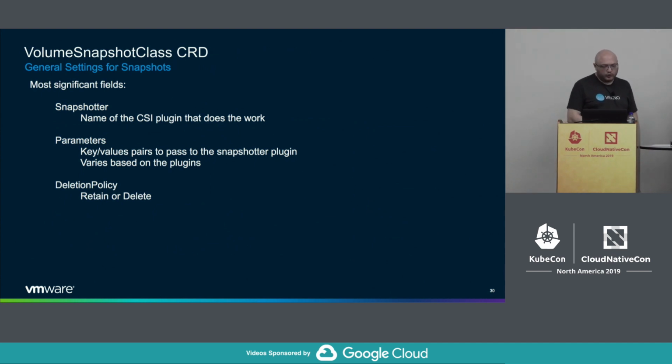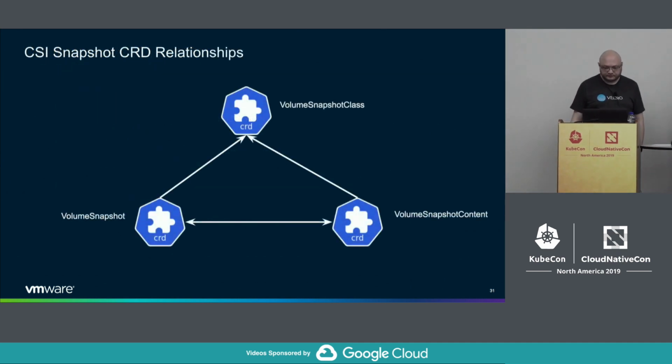And then finally, one piece of data that I didn't go over is the volume snapshot class custom resource definition. This is very similar to a storage class. This holds fields such as the snapshotter, which is going to be your provider driver that does the work. It's also going to hold the parameters that are key value pairs to give to your driver, and this will vary based on your driver or plugin. And it also holds the deletion policy for your snapshots, which is to retain the snapshots beyond the life of your Kubernetes objects, or to delete your snapshots when the Kubernetes objects are deleted. And both the volume snapshot and the volume snapshot content objects will point to your volume snapshot class.